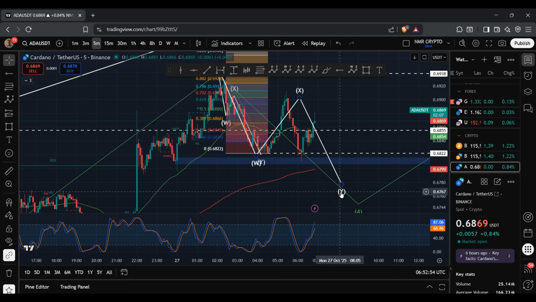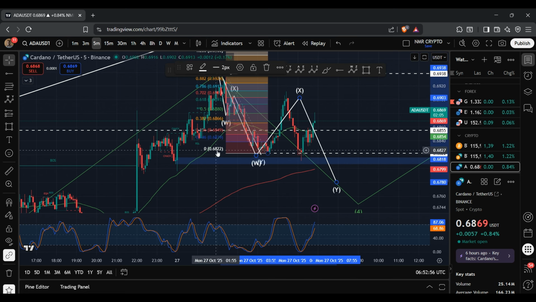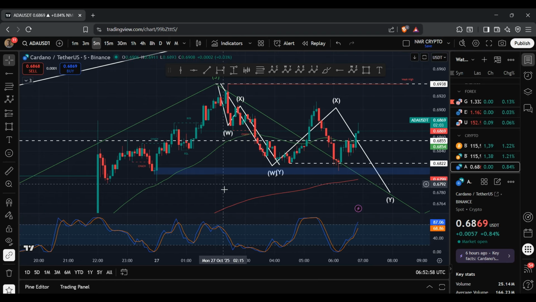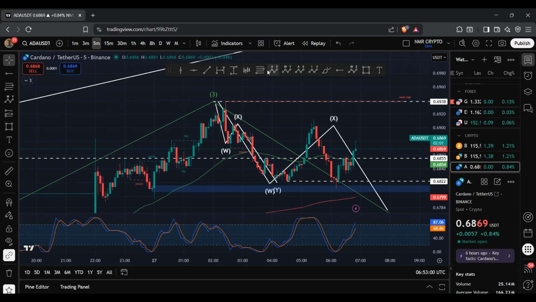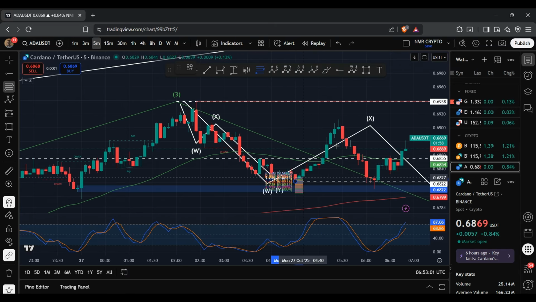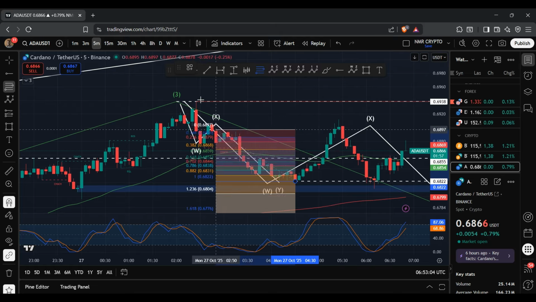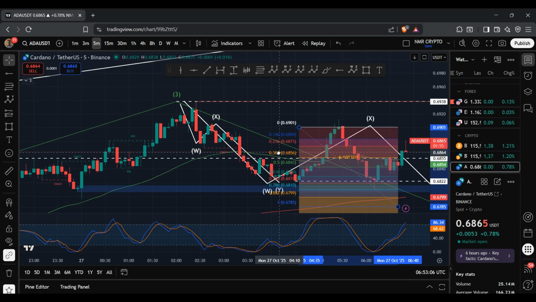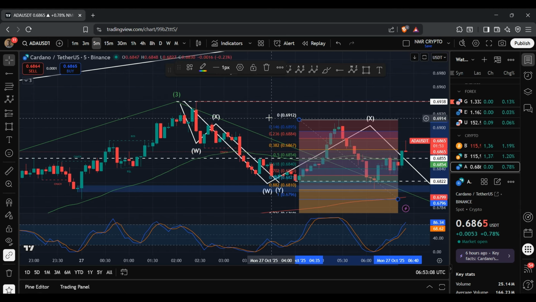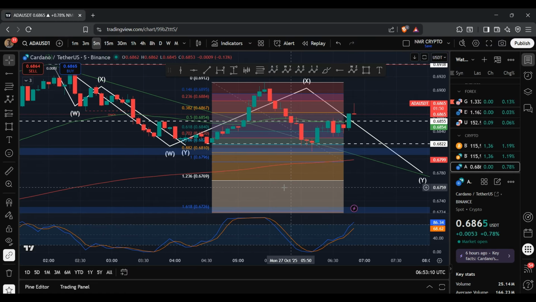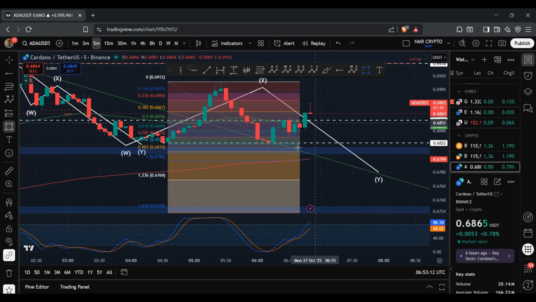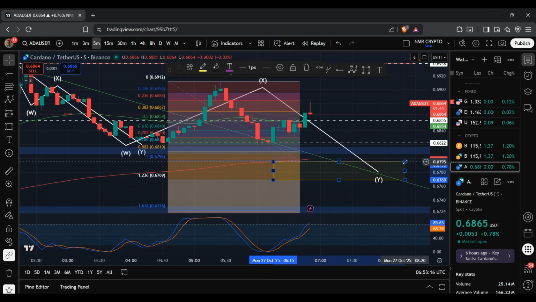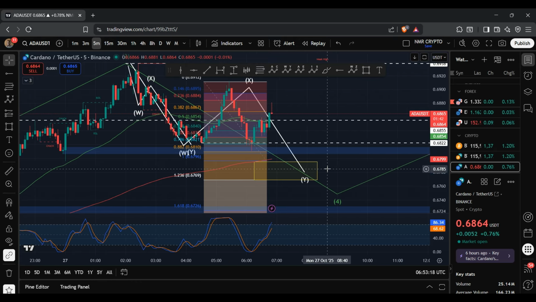And so it looks like ADA is now within this Y wave, where that Y wave would typically reach anywhere between 1 to 1.236 of the W wave. So if I bring in the Fib tool and bring this up to 69.12 cents, that region sits between 67.69 cents to 67.96 cents. And so this is the next key target that I'll be looking at for on ADA.